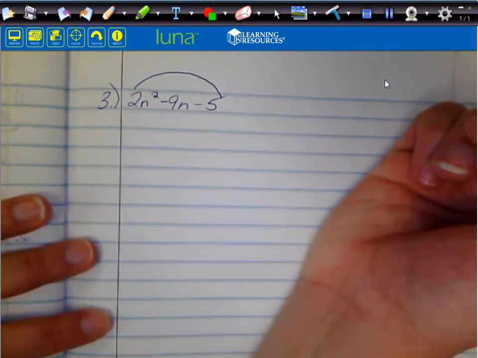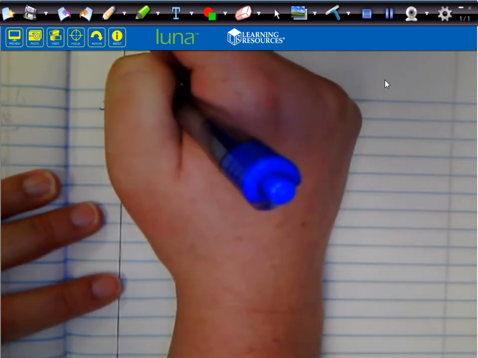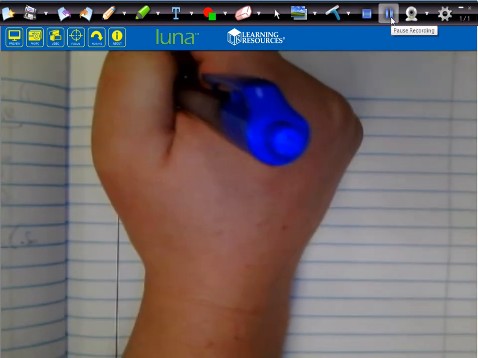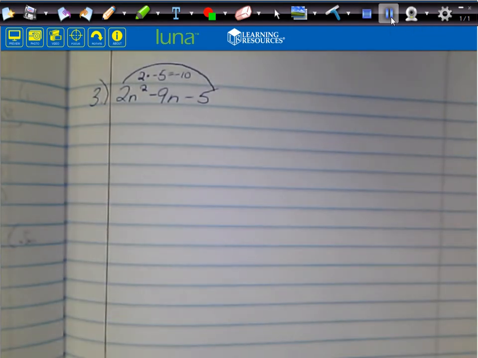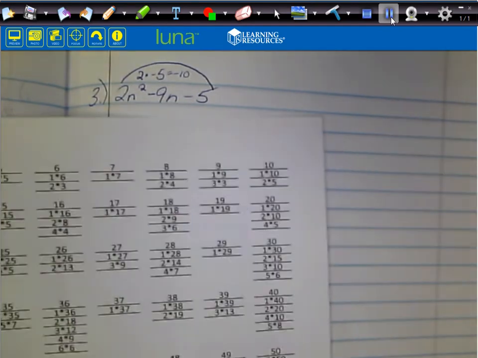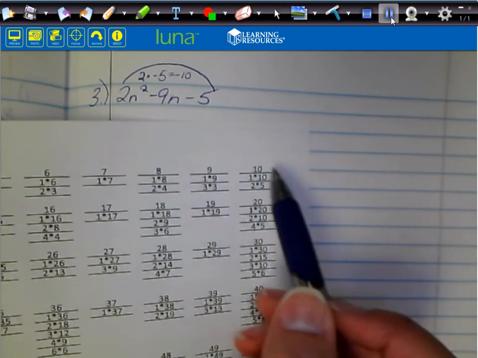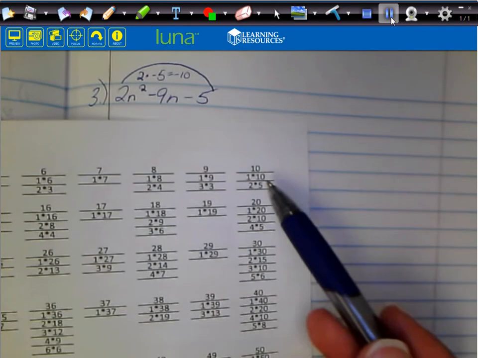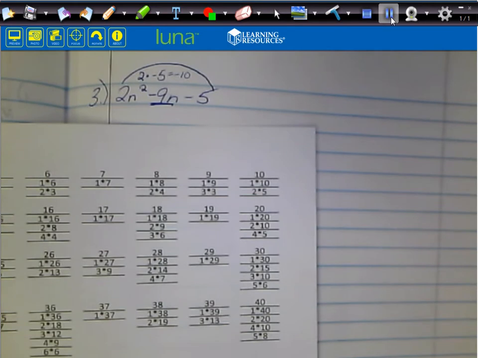So again, I'm going to connect my first and my last here. 2 times negative 5 gives me negative 10. Once I've multiplied that first and that last together and I get negative 10, I'm going to look at 10 on my factor sheet. Since it's a negative 10, I know that one of these numbers is going to have to be negative in order to add to this middle term that I need. So I'm looking for 2 factors of 10 that will add to this middle term of negative 9.